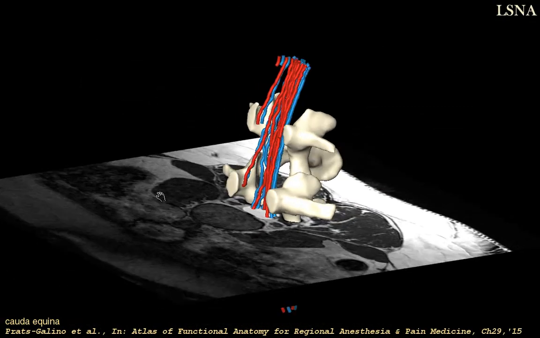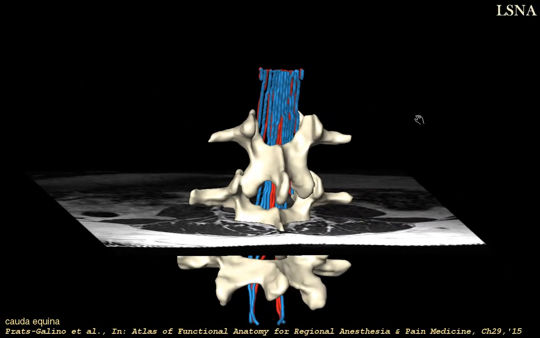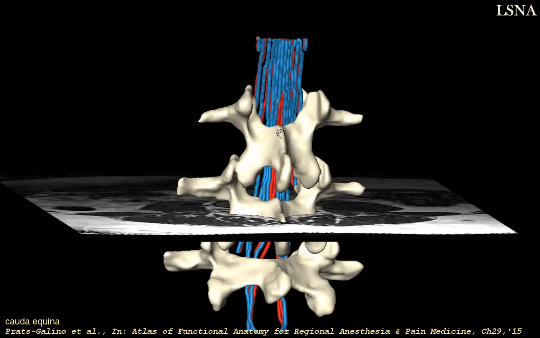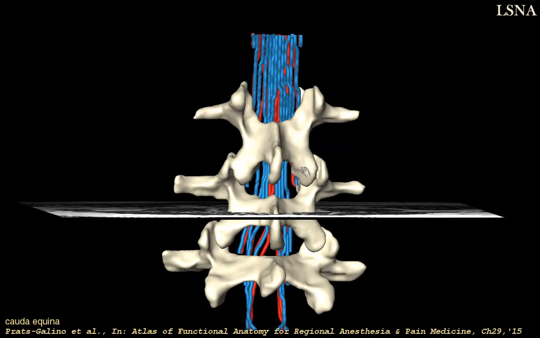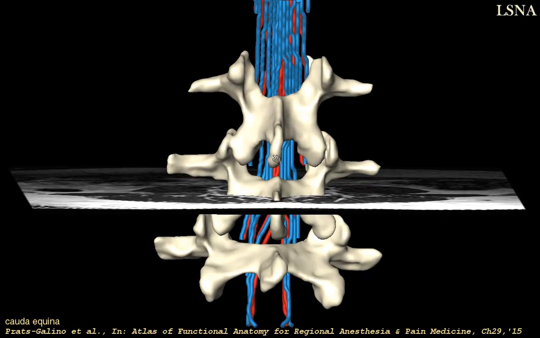The dorsal view of the cauda equina shows that its nerve roots have a more compact arrangement at L2, L3 levels than L4, L5 interspace. And the motor roots in red tend to be more exposed to injury in the midline.